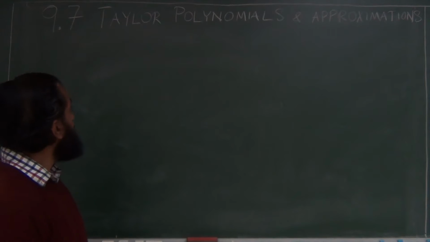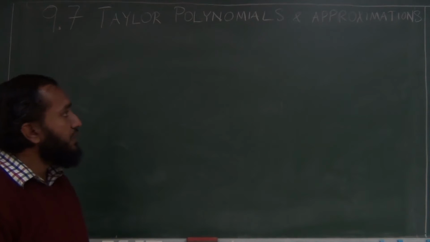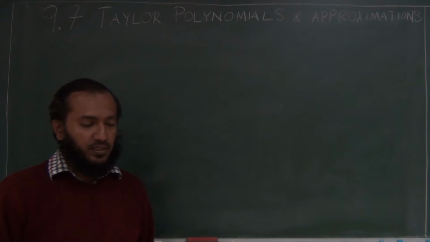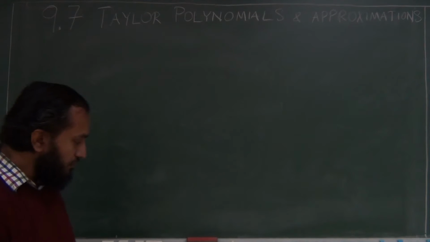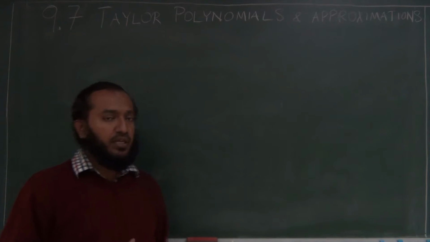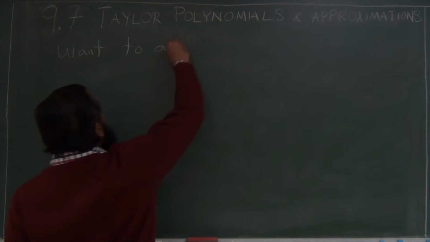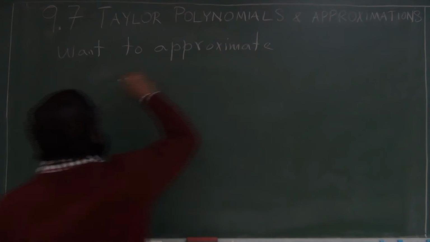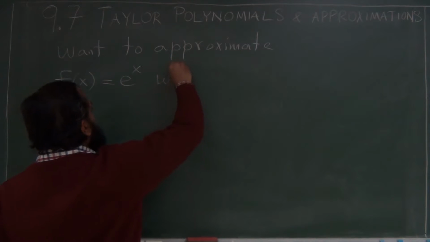We are continuing with our discussion of polynomial approximations to some common functions. In the last lecture, we discussed why we are looking for polynomial approximations to some common functions. So today we're going to see some examples of that. Now, let's take a very concrete example, e to the x. Want to approximate f of x equals e to the x with a polynomial.